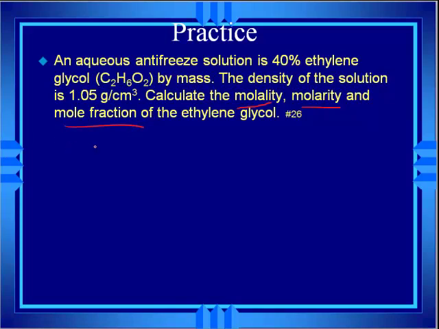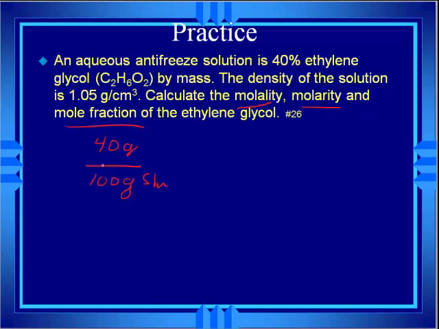All right. So this is what I'm going to do to start this problem. I'm going to figure out, well, what does 40% by mass mean? Well, that means ethylene glycol is 40 grams, right? I'm going to make it easy, and I'm going to say I have 100 grams of the solution, SLN. So I have 100 grams of solution, and 40 grams of that will be ethylene glycol.